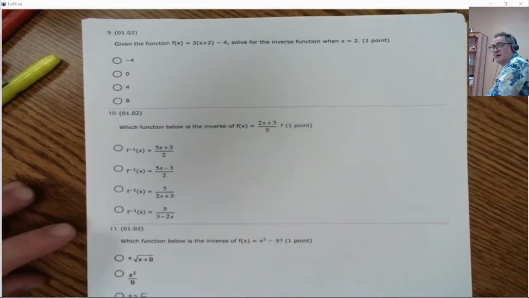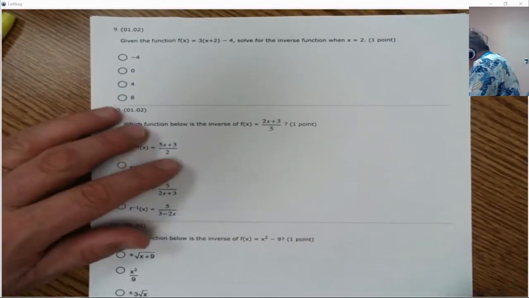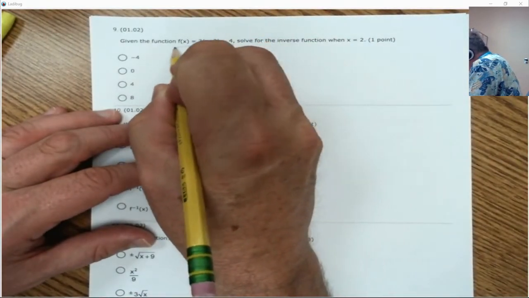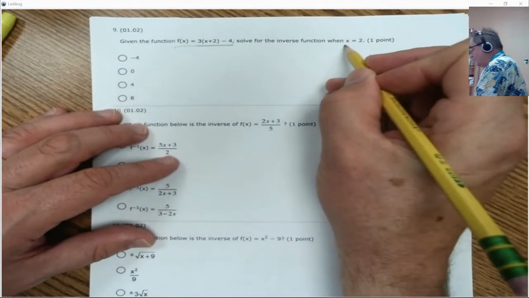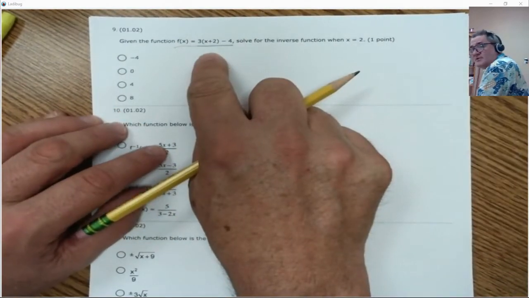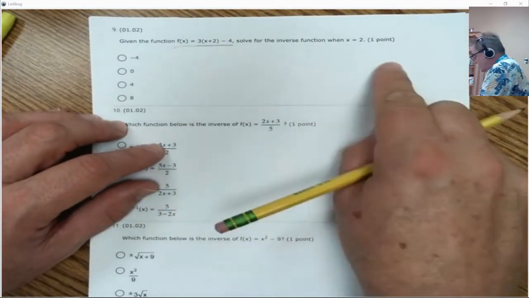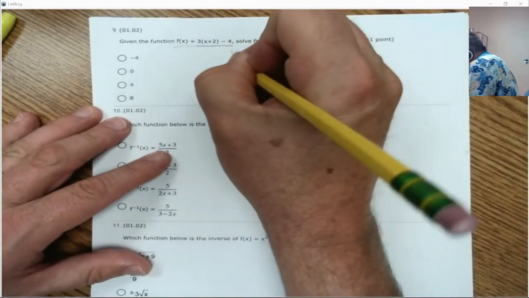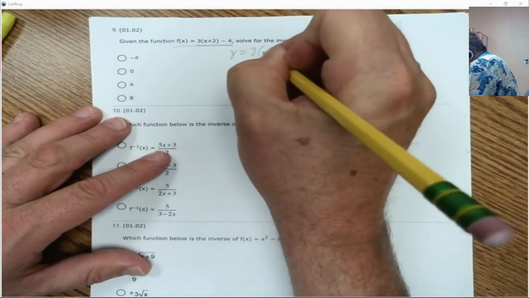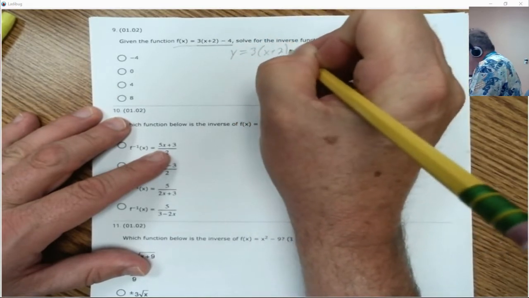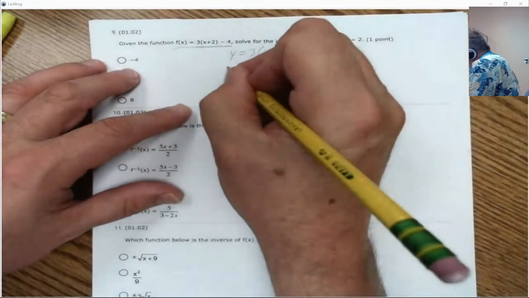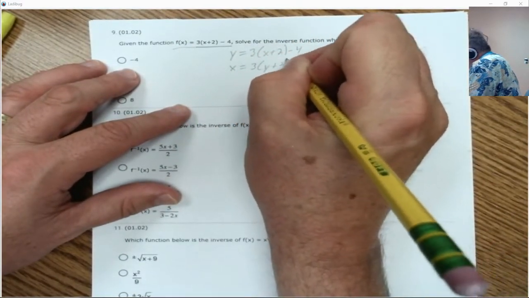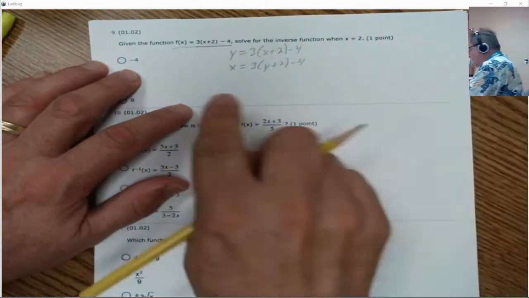All right, let's go up to number 9. Given the function f of x equals 3 times (x plus 2) minus 4, solve for the inverse function when x equals 2. So first we have to find the inverse function of this and then substitute x equals 2. So let's rewrite this. Y equals 3 times (x plus 2) minus 4. Swap places. X equals 3(y plus 2) minus 4. And let's start solving this for y.